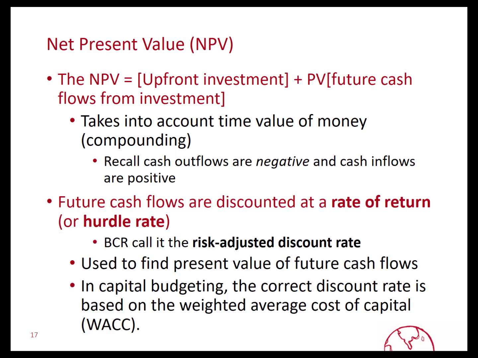We're going to be discounting these cash flows at some hurdle rate or some rate of return, which in the textbook by Booth, Clear, and Rikita they call the risk-adjusted discount rate. That is going to be the rate that we're going to use to find the present value of the future cash flows. When we do this in a company for capital budgeting purposes, the discount rate that we're going to use is going to be related to the weighted average cost of capital. That makes sense. The weighted average cost of capital, or WACC, is the average cost of every dollar raised by issuing equity as well as debt.